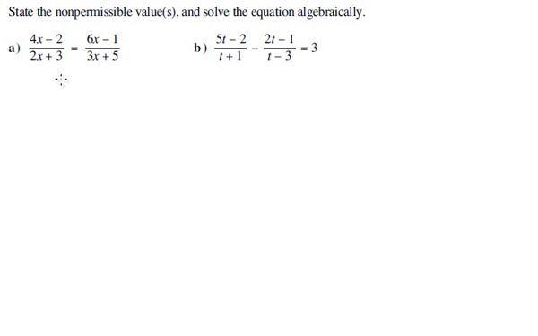Okay, find non-permissible values and solve. I'm going to solve it first and I'll knock off the non-permissibles at the end, just in case we get more than one denominator on our way through here. Okay, there are two ways you can approach these.